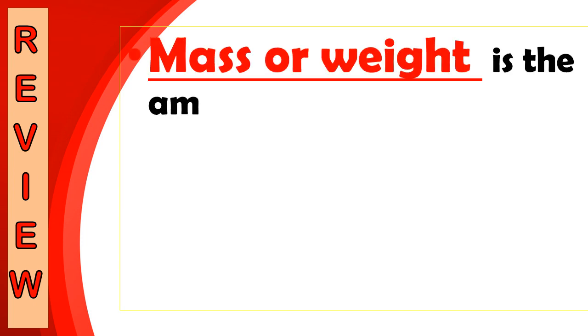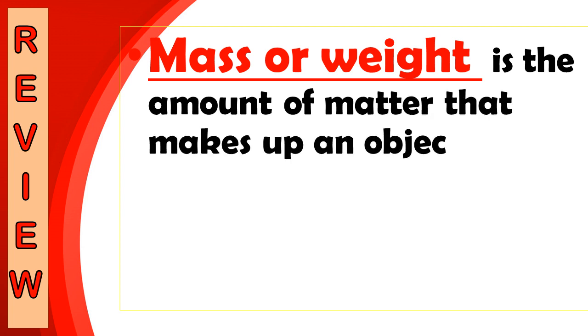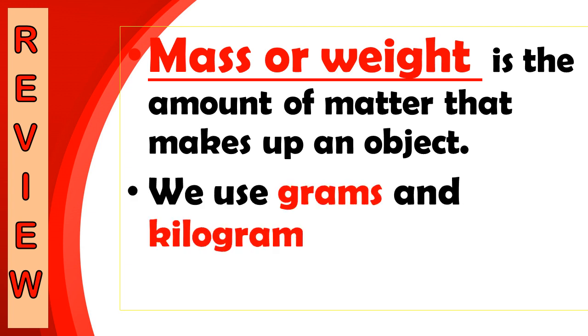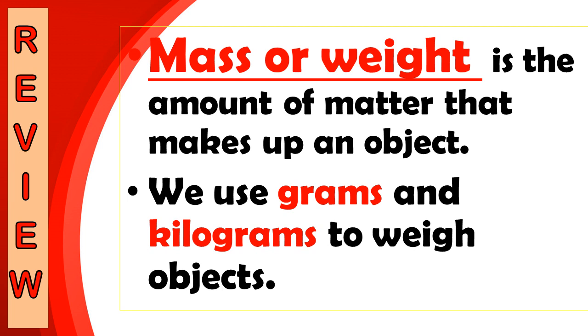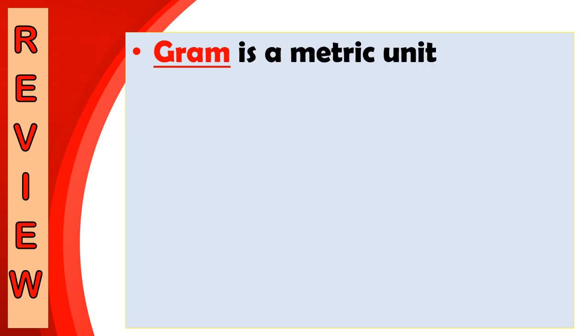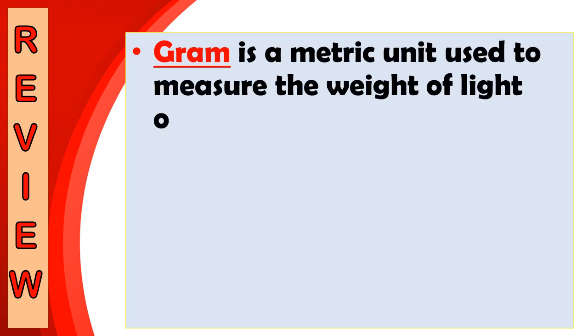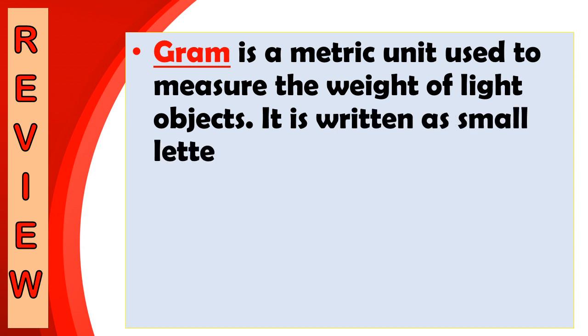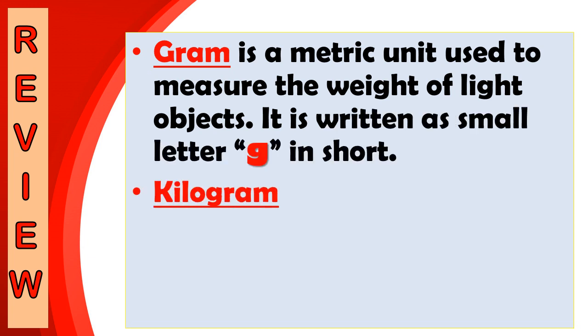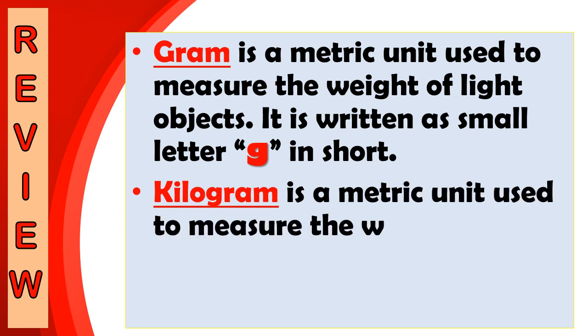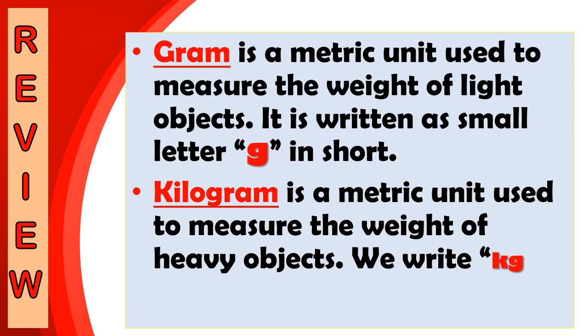Let's have a recap about our past lesson last time. What are those? Mass or weight is the amount of matter that makes up an object. Another, we use grams and kilograms to weigh objects. Another, gram is a metric unit used to measure the weight of light objects. It is written as a small letter g in short. While kilogram is a metric unit used to measure the weight of heavy objects, we write kg for kilograms.